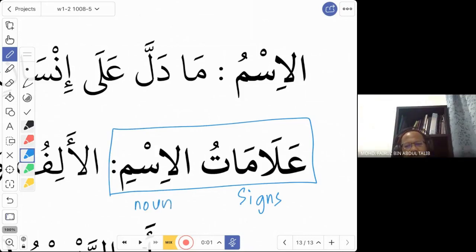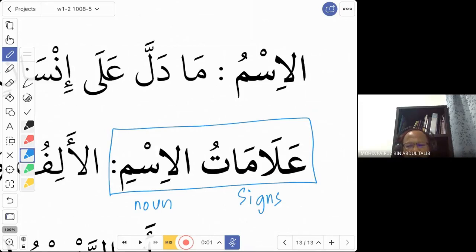So sometimes you have a word that you do not know the meaning, but you want to know whether this is a noun, is this an isim, or is this a verb, a fi'l, or is this a particle and a harf. So which one is that? What is this word? Okay, you want to know the word. So of course, one of the ways is by looking at the meaning. And by looking at the meaning, you should be able to know, oh, this is a noun, this is a verb, this is a harf.